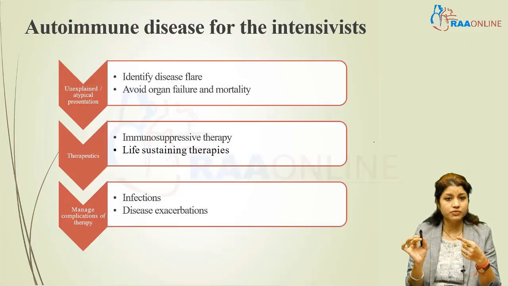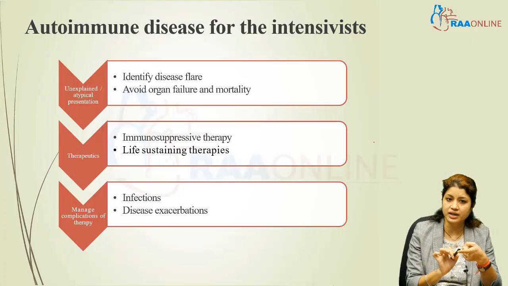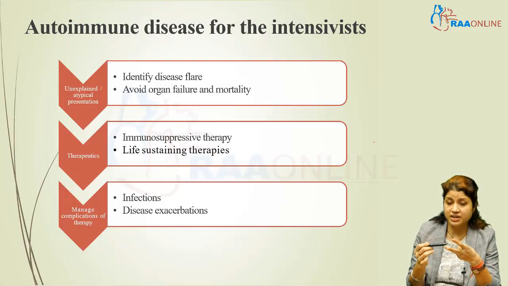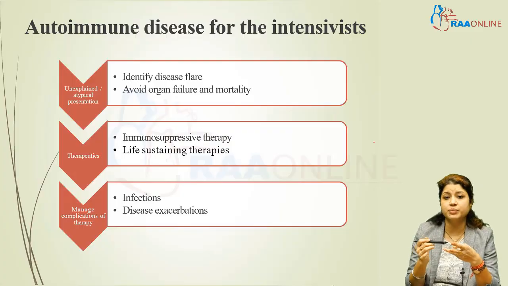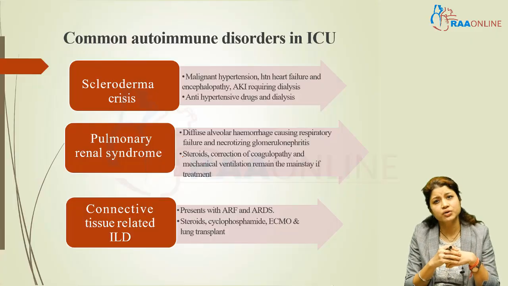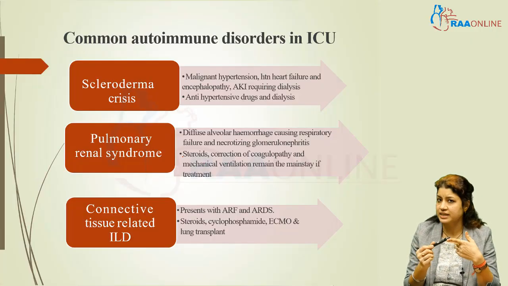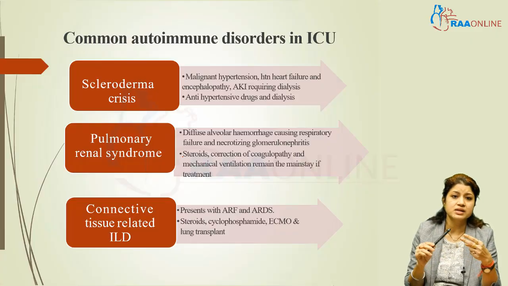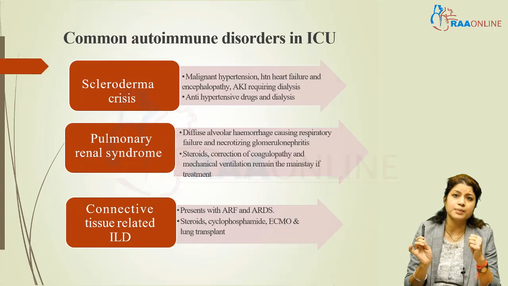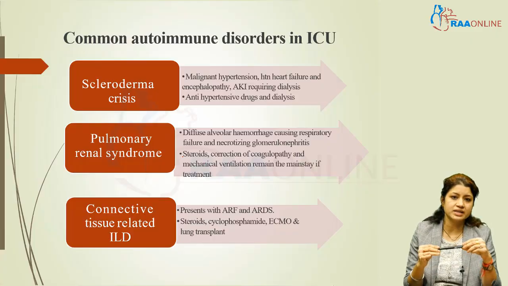So the role of the intensivist here is to identify that atypical presentation and get to a correct diagnosis as early as possible, start the immunosuppressive therapy, manage the complications of immunosuppressive therapy and give some life sustaining support. So what are the common autoimmune disorders which we encounter in the ICU? Most of the time we see SLE crisis or scleroderma crisis, pulmonary renal syndrome, ILDs, or CAPS, that is catastrophic antiphospholipid antibody syndrome, or some autoimmune hemolytic anemias.